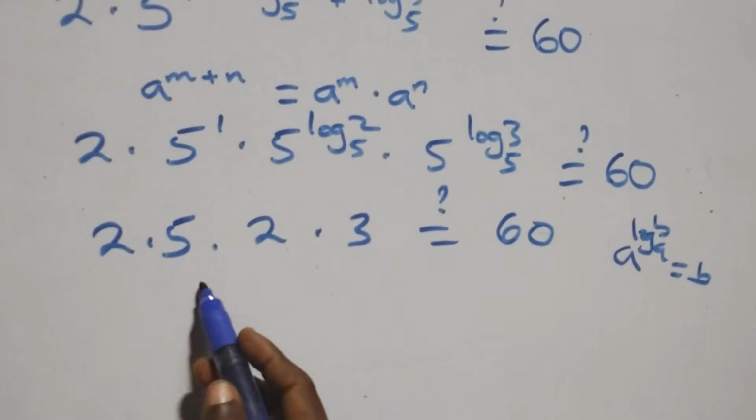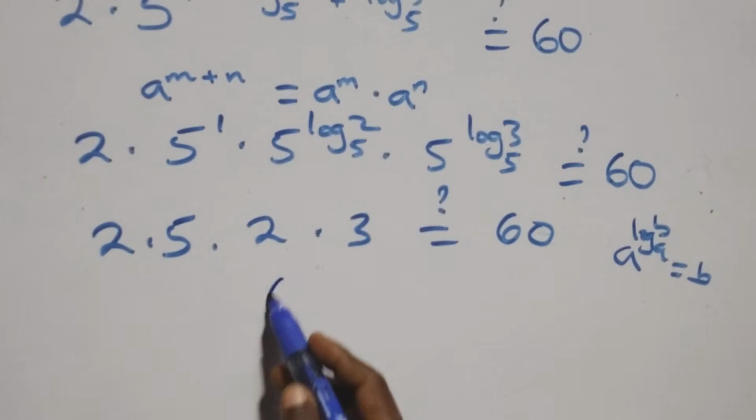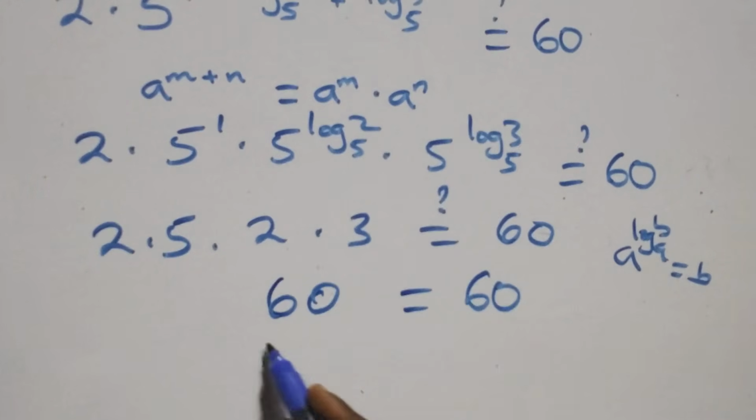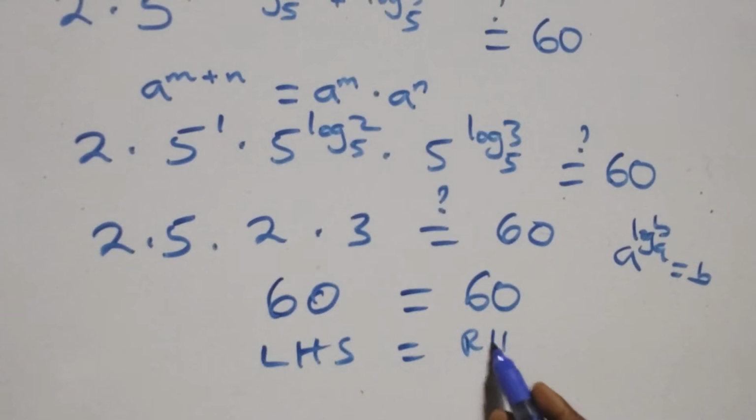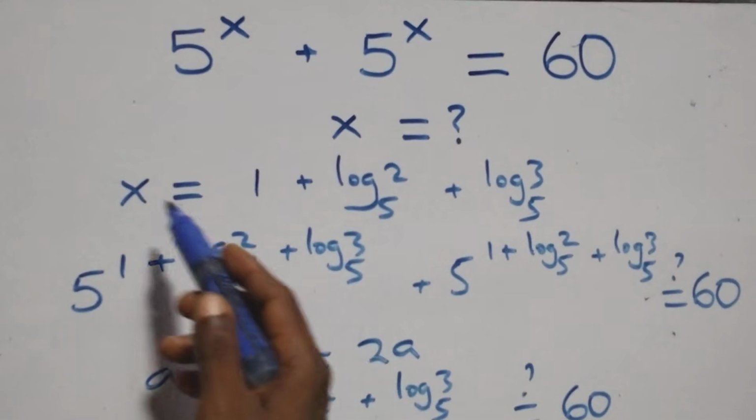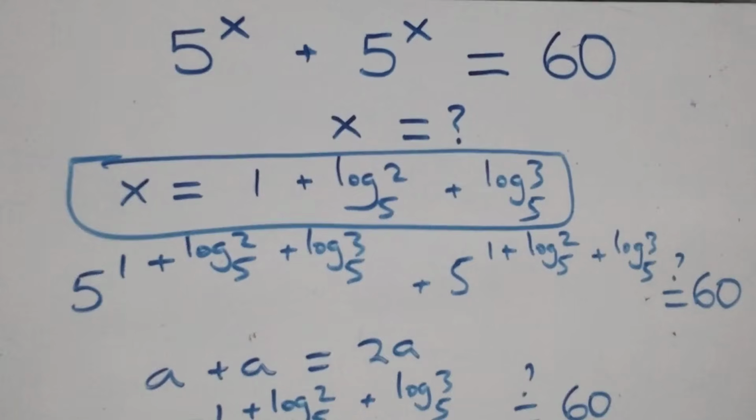Then 2 times 5, 10. 10 times 2, 20. And 20 times 3 gives us 60, equals 60 from here. We have left hand side equals the right hand side. And therefore, we conclude that x equals 1 plus log 2 base 5 plus log 3 base 5 satisfies the given problem.